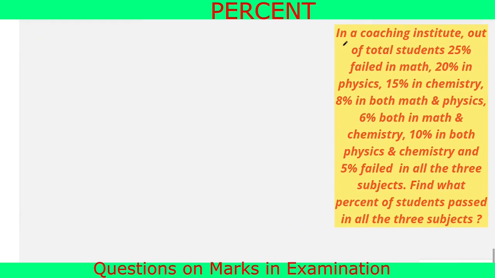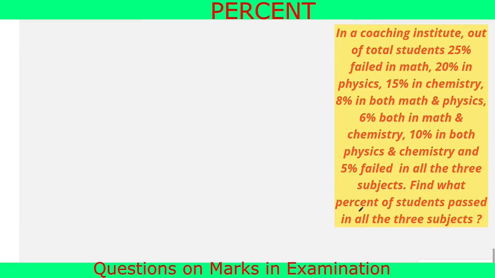We go to next question. Our question is, in a coaching institute, out of total students, 25% failed in math, 20% in physics, 15% in chemistry, 8% in both math and physics, 6% both in math and chemistry, 10% in both physics and chemistry, and 5% failed in all the three subjects.